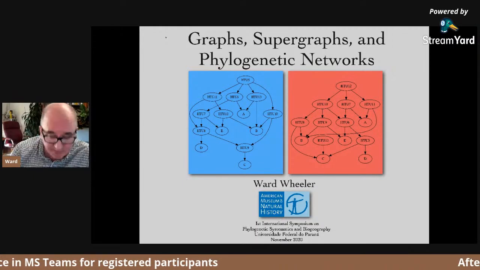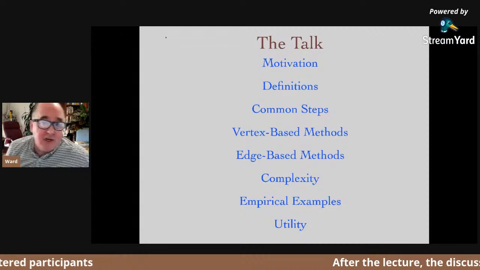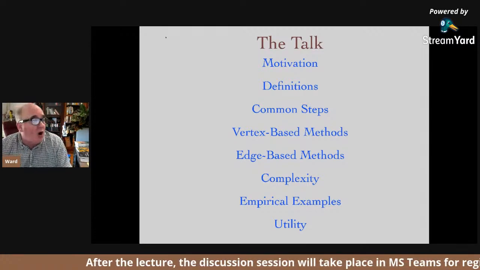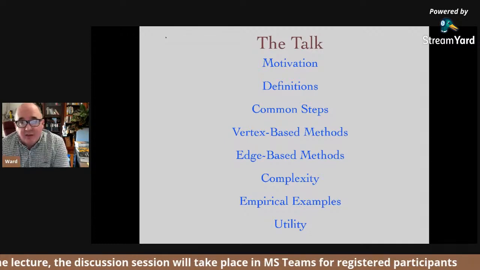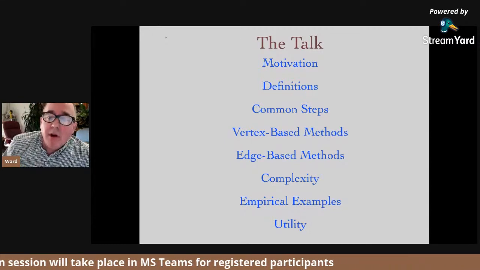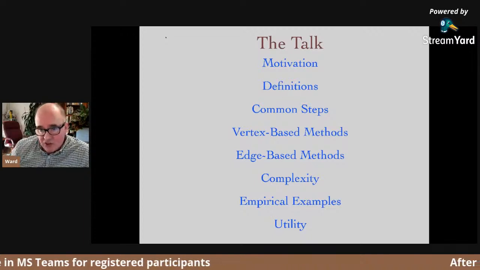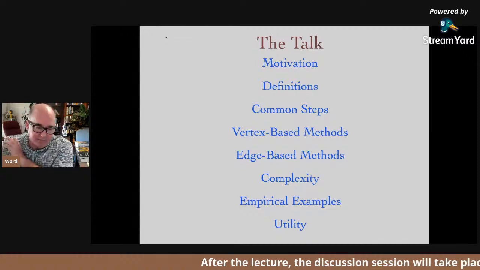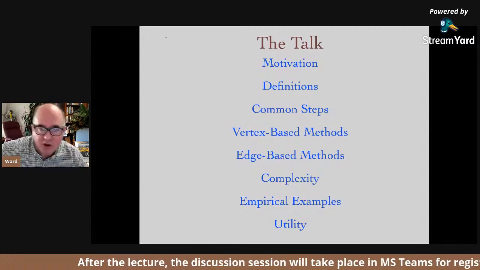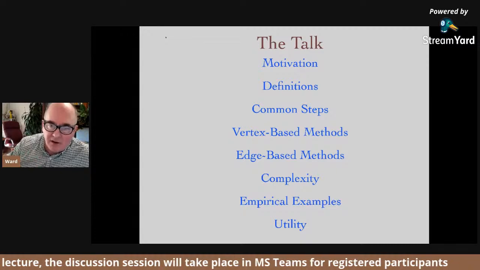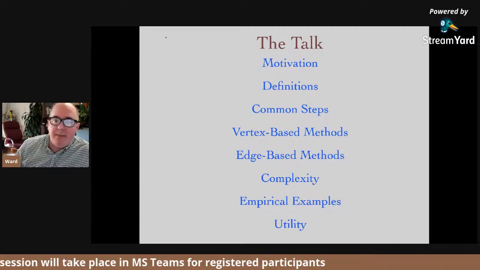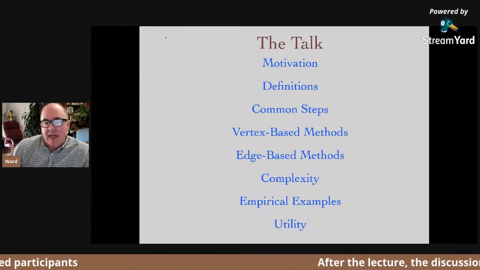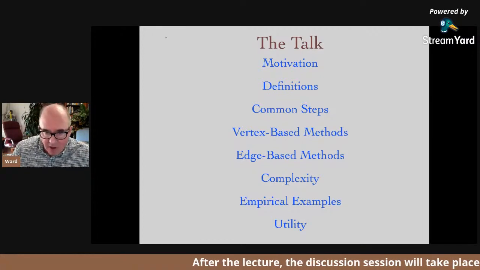So basically the way the talk is going to be organized is that I want to go through the motivation. So why would we want to talk about phylogenetic graphs or things other than trees, and why would we want to put them together and take them apart? The second step would be some definitions, so we make sure that we're all on the same page when we're talking about T or G or E or V or whatever, that we all can understand that. And then some common steps that are involved in the six different methods of putting things together, and so the common steps that exist among them.